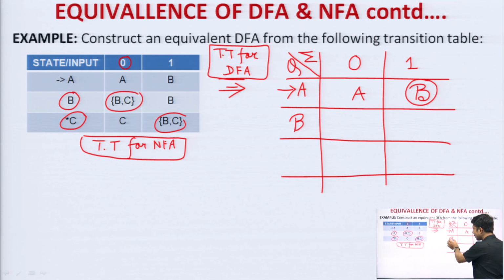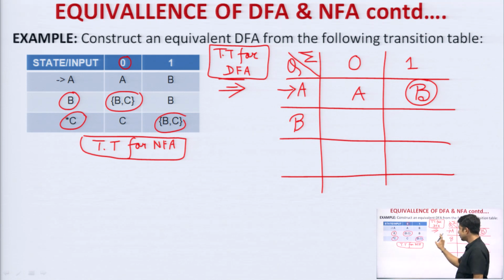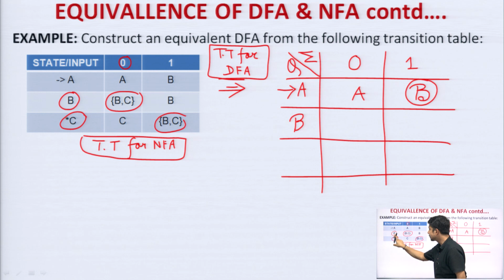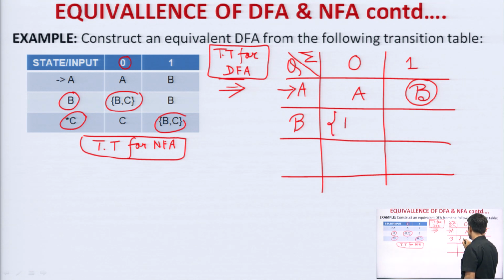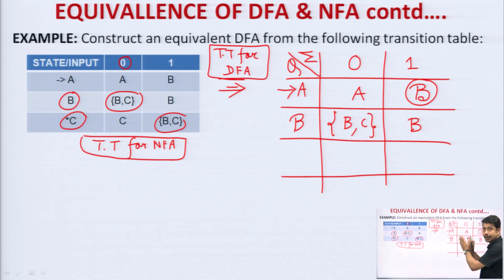Clear? So now I will be checking for B. If you look into the B transition, what am I having? I am having BC on input 0 and B on input 1. So write it down as it is: BC and B. Now look into the second row. While we are checking for the state B, is there any new state coming? Yes, a new state is coming, that is your BC.